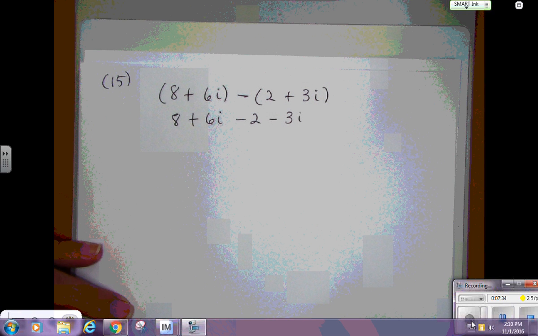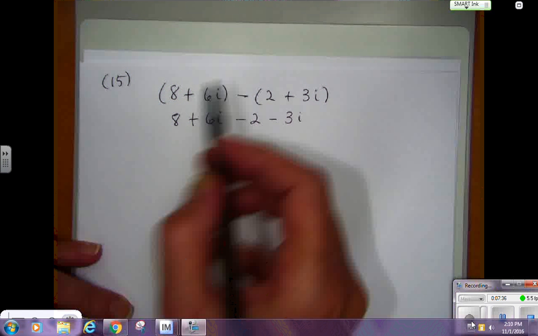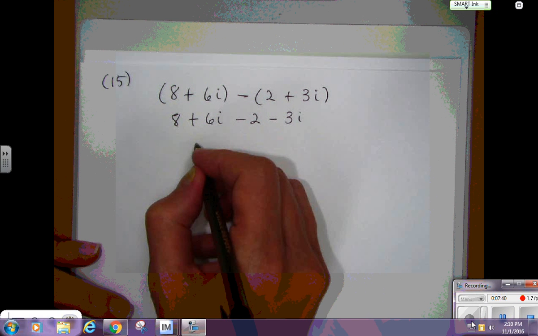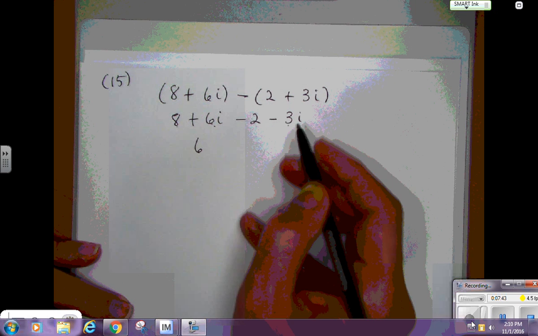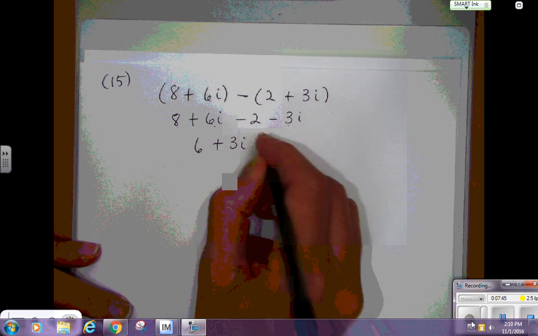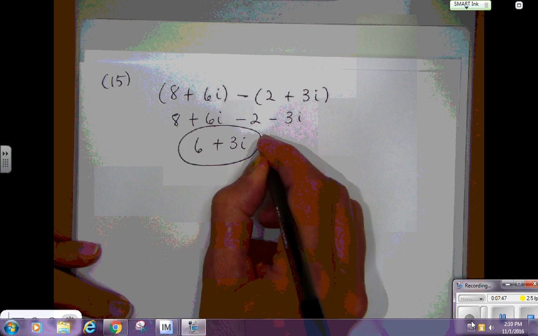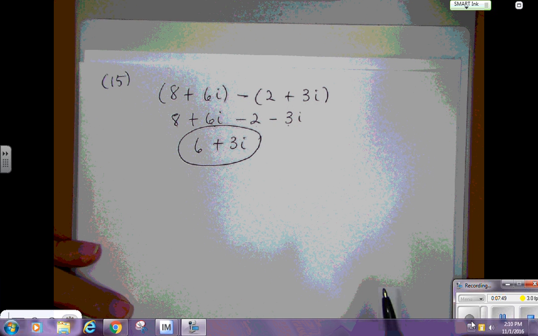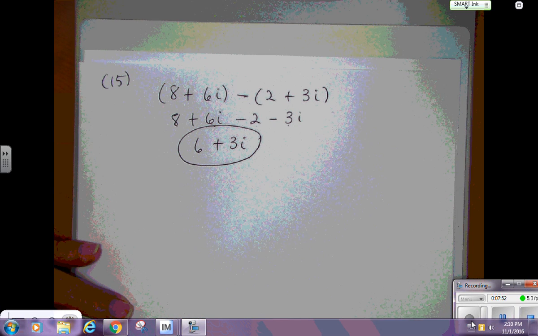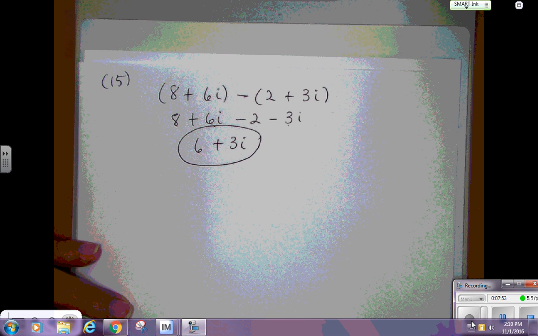And then we're just going to collect like terms. So I'm going to add my real numbers together, or combine them. 8 minus 2, 6. And then 6i minus 3i is going to be plus 3i. And that would be your answer. That's as much as you can do with it. Any questions?